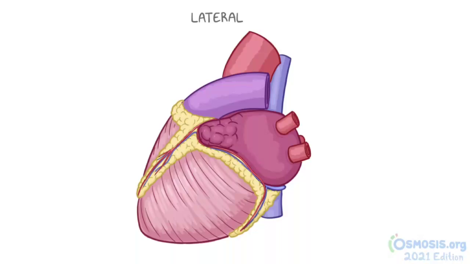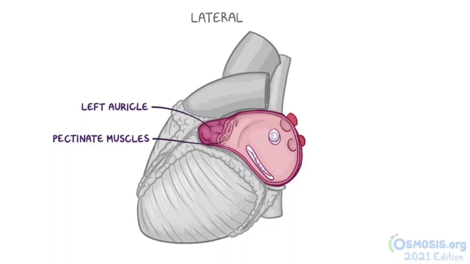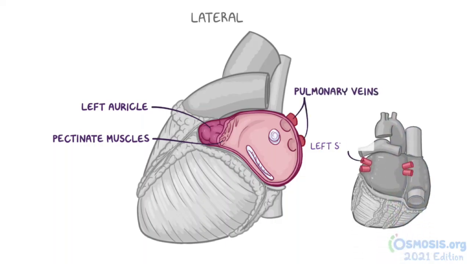The left atrium is slightly thicker than the right atrium, and along with the left auricle and the pectinate muscles within, it forms a large part of the base of the heart. The rest of the left atrium is smooth. The 4 pulmonary veins, namely the left superior, left inferior, right superior, and right inferior pulmonary veins, enter the smooth part of the left atrium posteriorly.